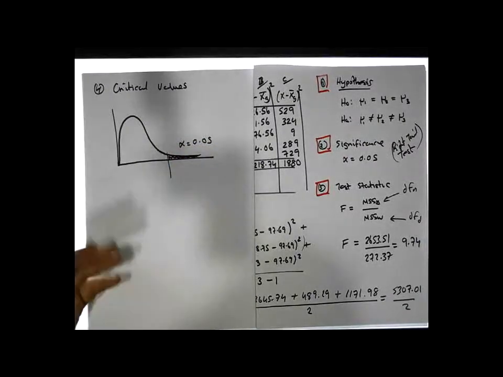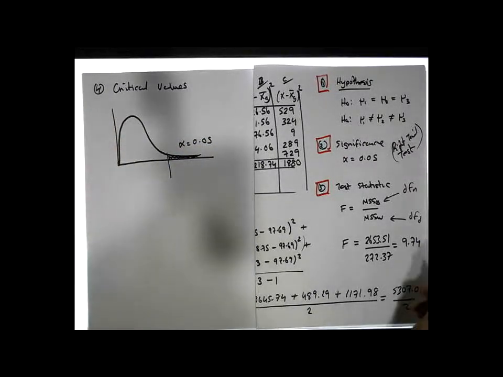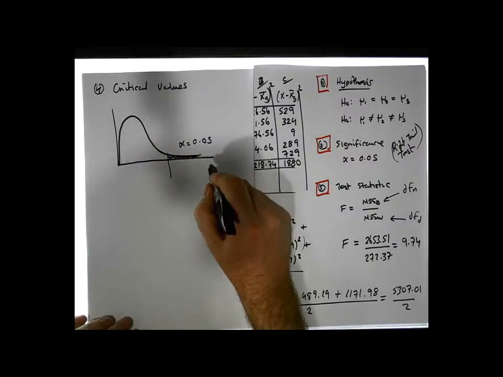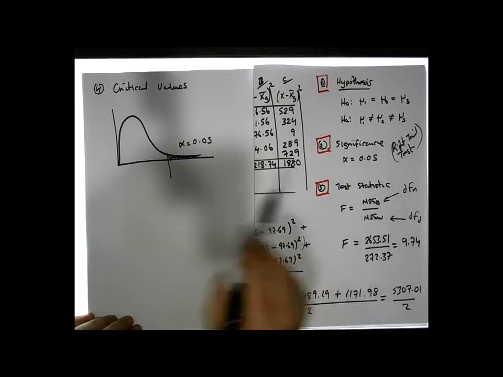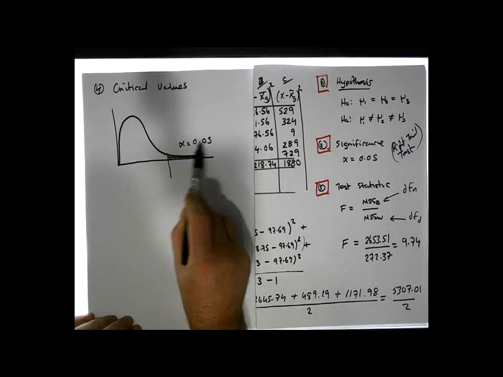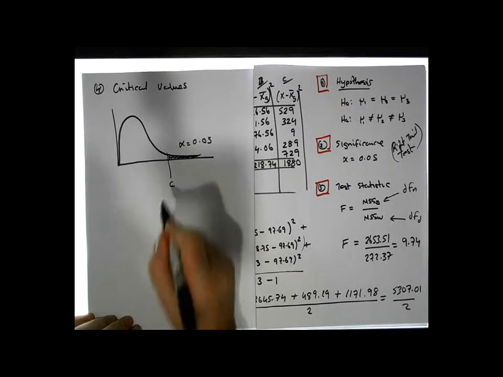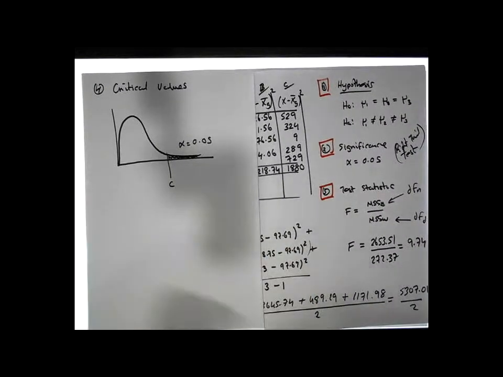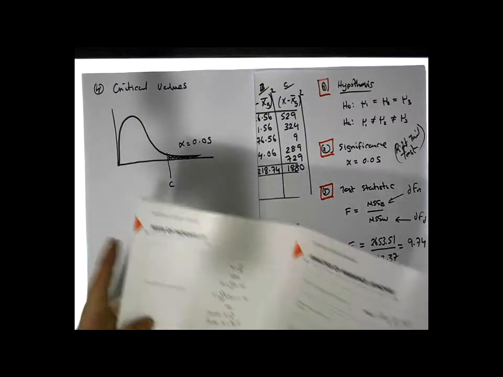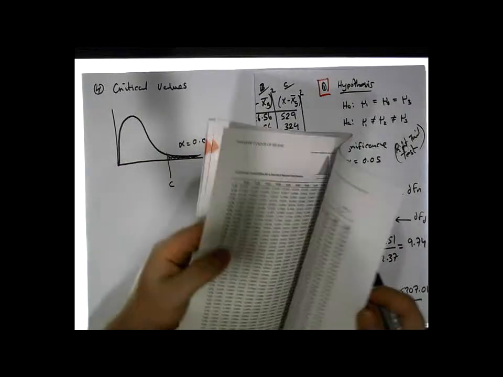So now the question is, for an F distribution with so many degrees of freedom in the numerator and so many degrees of freedom in the denominator, and with 5% of the area in the right hand tail, what is this critical value? We've got a set of tables that allows us to look up those critical values. The tables are the F distribution tables.